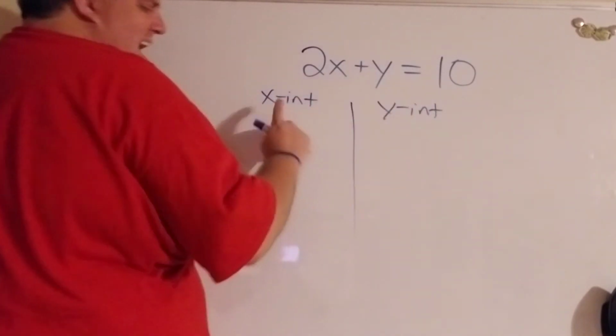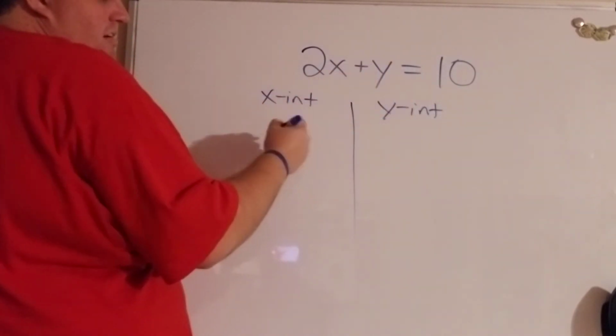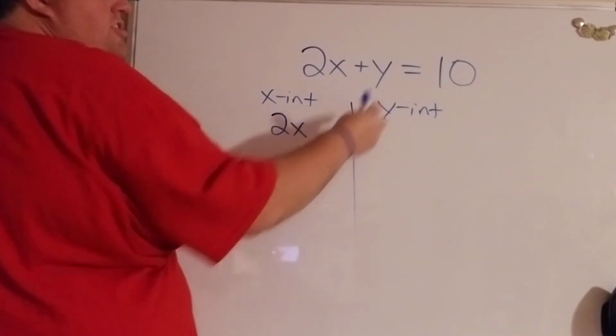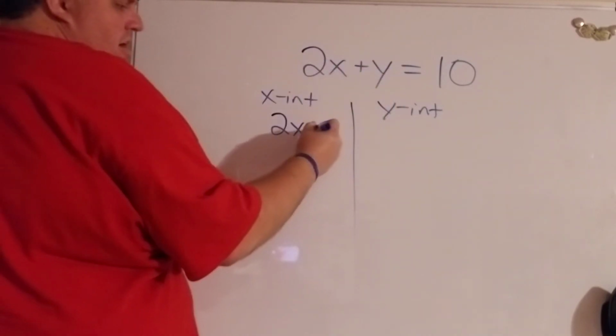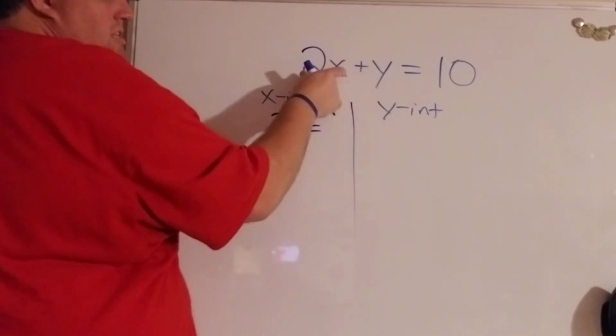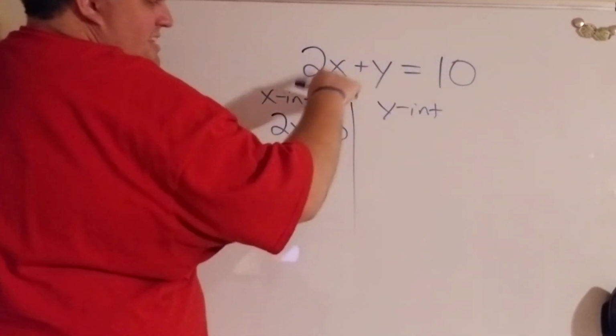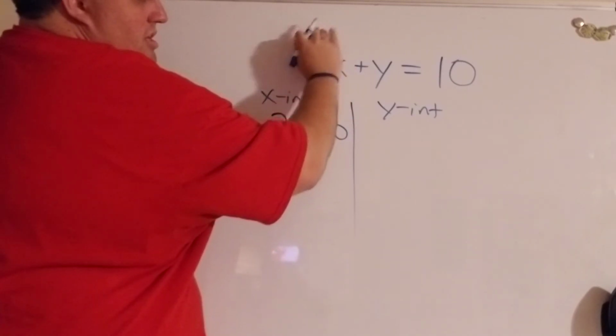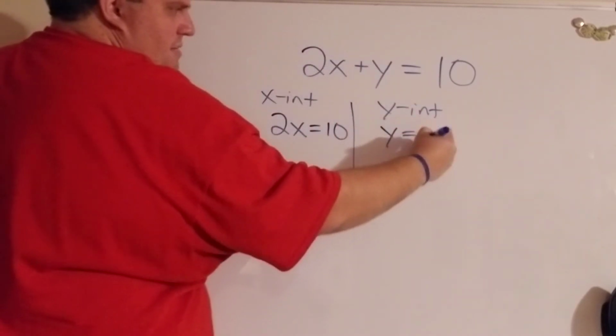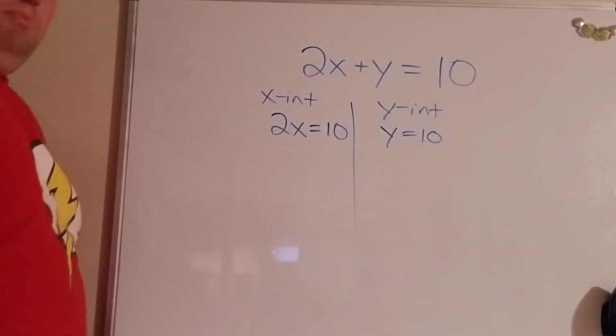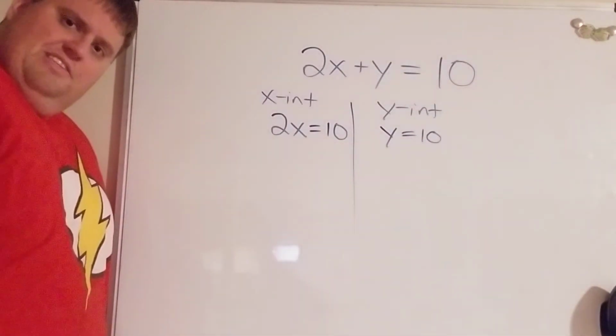So when I find an x-intercept, y is 0. And if you want to, you can just start canceling those things out right away. So that's going to be 2x equals 10. On the y-intercept, the x is 0. So that's just going to give me y equals 10. That one's already done for me. That's pretty nice, right? Yeah, pretty nice.